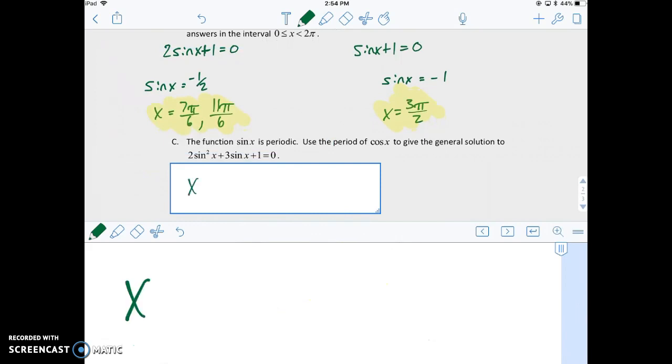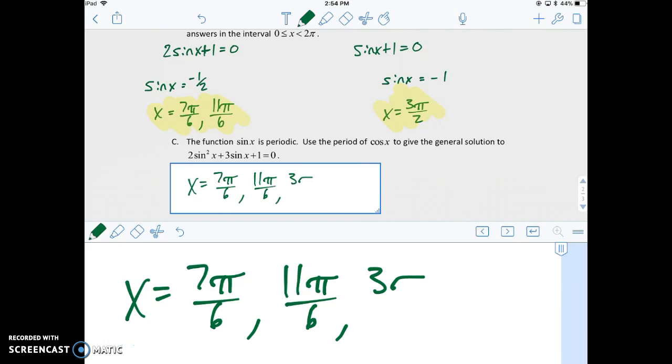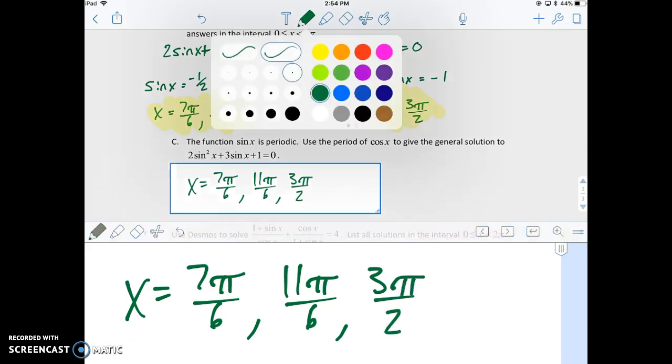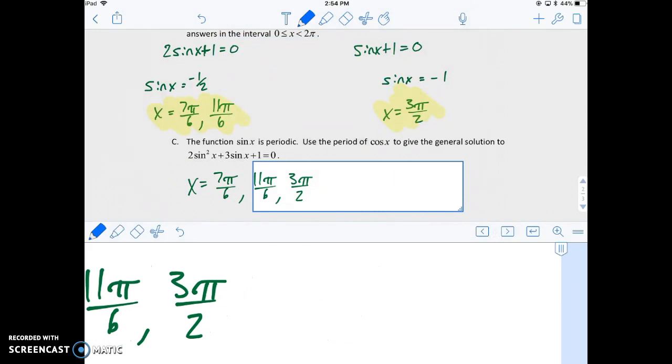So what that means is we're going to give all the solutions we found in part B, so 7 pi over 6, 11 pi over 6, and 3 pi over 2, right? And keep in mind the period of cosine and sine is going to be 2 pi, right? So we can add 2 pi to these answers and still have new solutions, right? And we can add 2 pi as many times as we want, and that's what this n is going to stand for. n is the number of circles we're adding to our solution. So this means the general solution, this is all infinite possible answers, because sine, cosine, tangent are all periodic, you will have an infinite amount of answers.